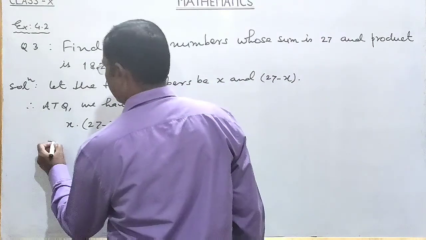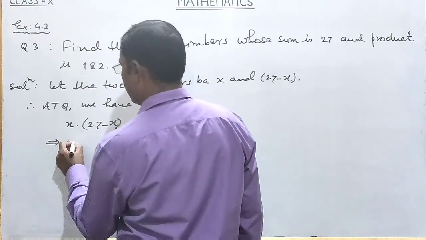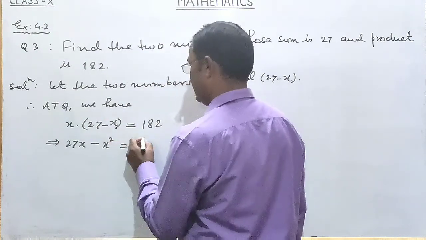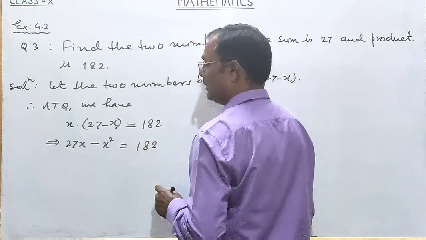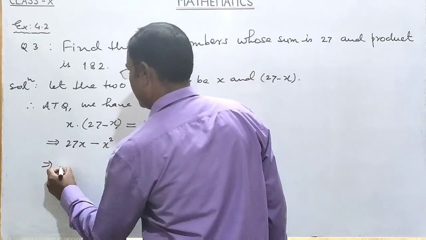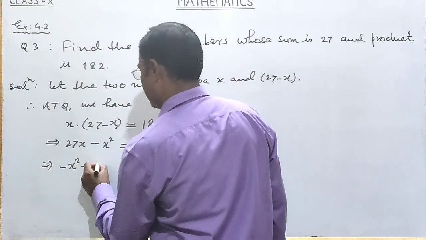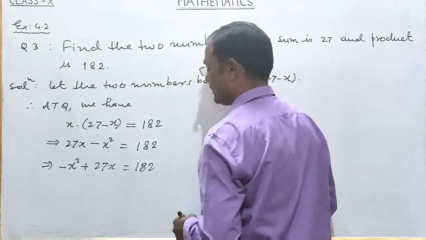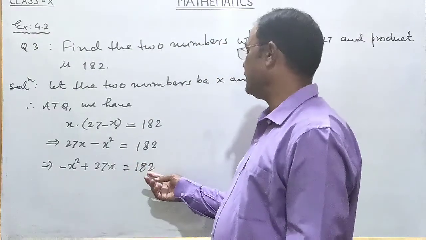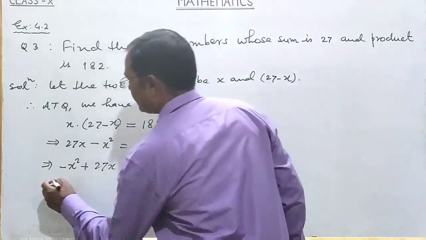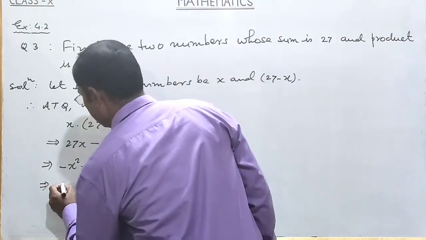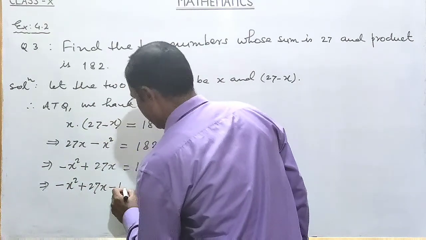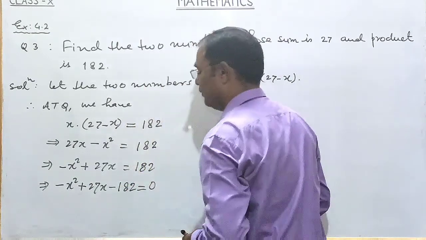Now let us simplify. x into 27, 27x, x into minus x square equal to 182. This implies minus x square plus 27x equal to 182. Now transpose 182 from right side to left side and then see what will you get. It is minus x square plus 27x minus 182 equal to 0.